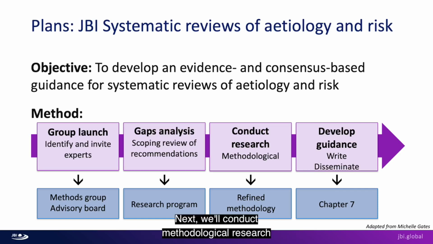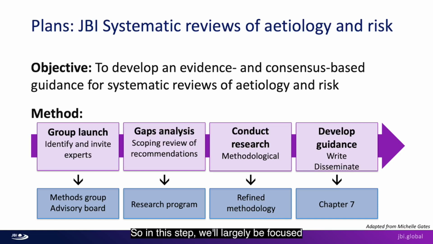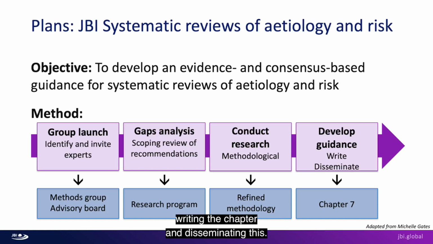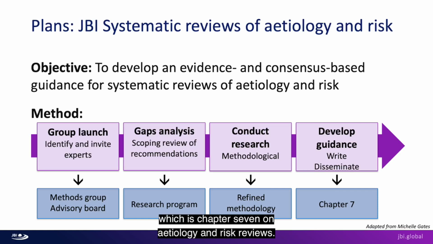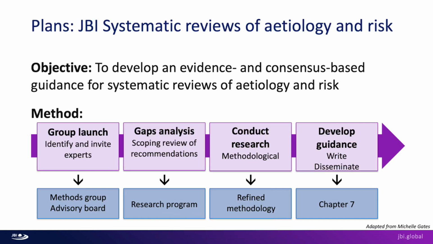Next, we'll conduct methodological research outlined in the research program to fill as many of the gaps as we can based on what we have identified. This will allow us to refine the methodology for etiology and risk reviews prior to the next step, which is to develop comprehensive guidance. In this step, we'll largely be focused on bringing all of the evidence together, writing the chapter and disseminating this. So we'll have the final guidance chapter, which is chapter 7 on etiology and risk reviews.